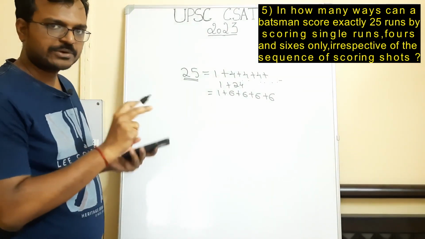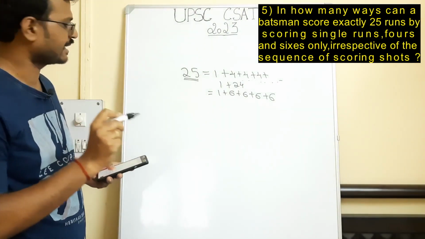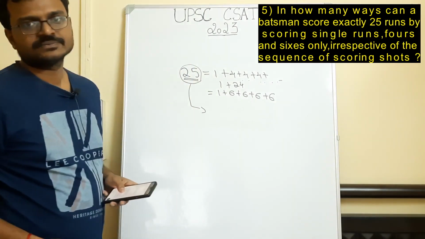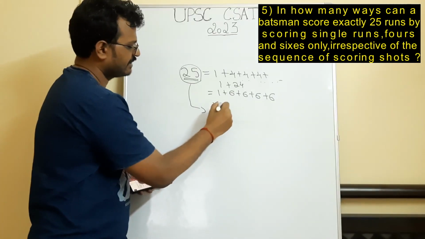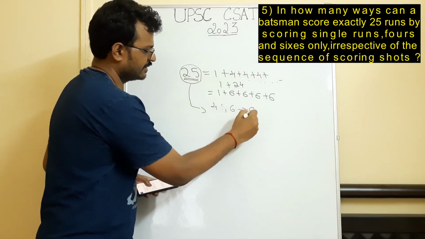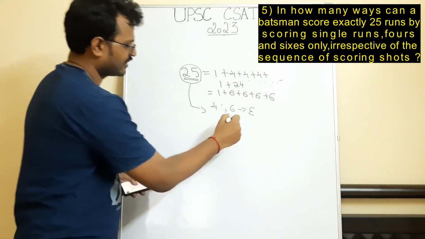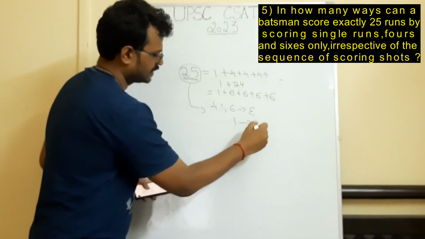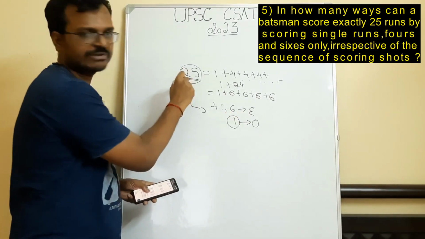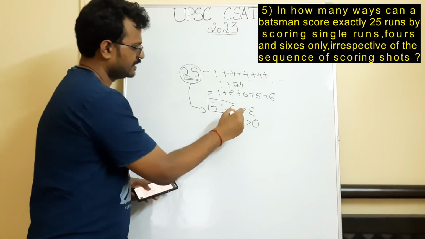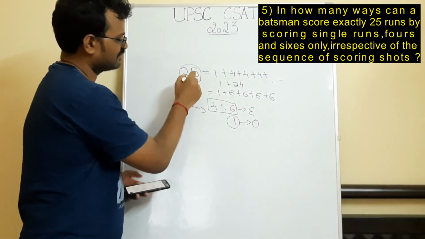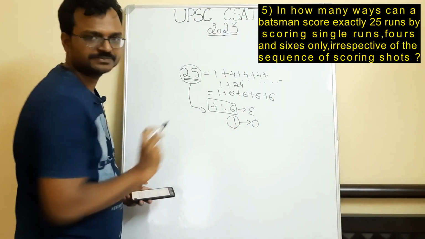Now there is a very peculiar thing in this question. You know what that is? See, the number is 25, it's an odd number, right? 4 and 6 are even numbers. E for even. 1 is an odd number. So supposing I do not choose 1 and I try to make 25 from 4 and 6 alone, is it possible? It's not possible because both are even numbers and the sum is an odd number. So 1 has to be there.